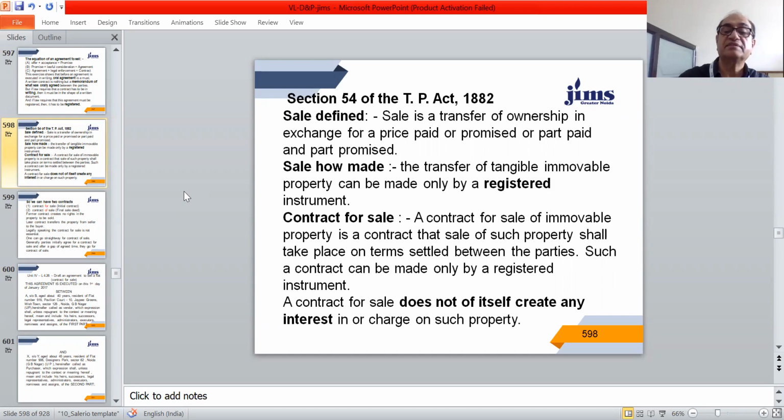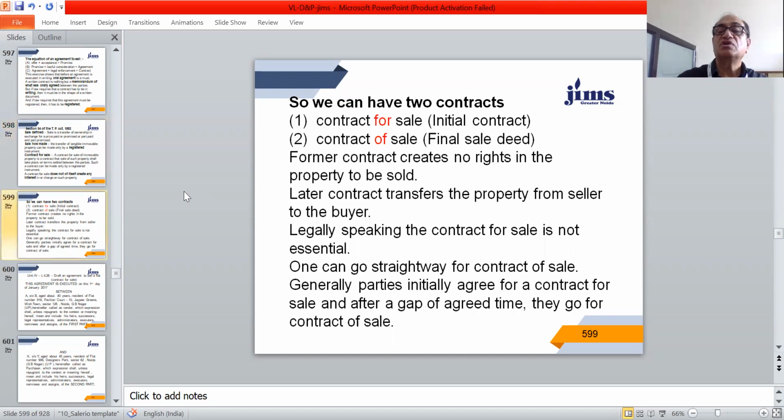It does not create any interest or charge on the immovable property unless through court it is specifically enforced. So I wanted to distinguish between the two types of contracts. We can have two contracts. One is contract for sale, known as agreement to sell. This is the initial contract. And second is the contract of sale, that is final sale deed.